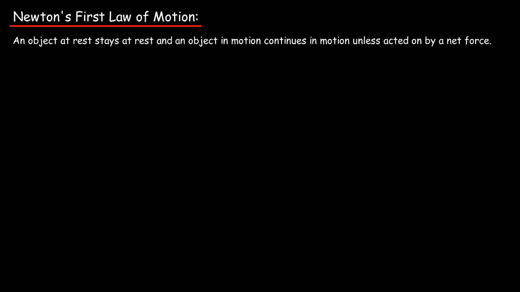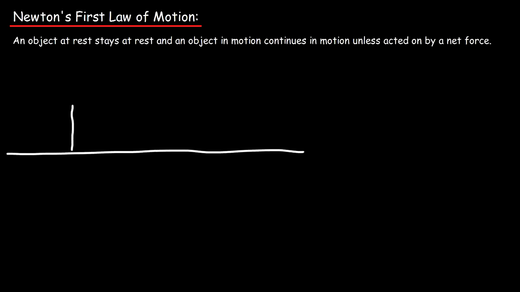So what's the main idea behind Newton's first law of motion? Well, here's the gist of it. An object at rest stays at rest, and an object in motion continues in motion unless acted on by a net force, that is, a non-zero net force. So let's illustrate this.